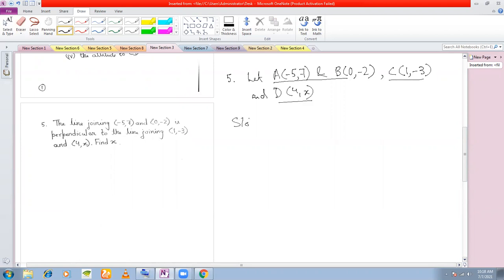So let us find out the slope of AB first. Slope of AB, x1, y1, x2, y2. So y2 minus y1 divided by x2 minus x1. So this is minus 9 by 5. Okay, let us call this slope of AB as m1. Slope of CD.